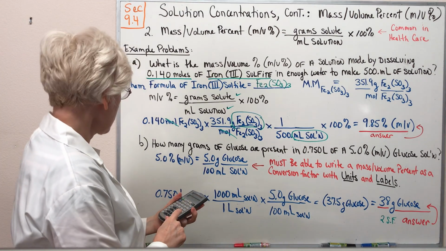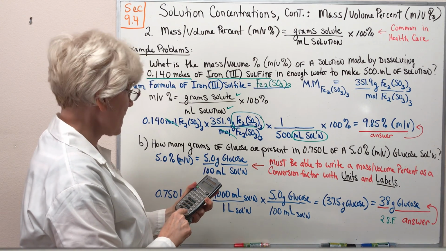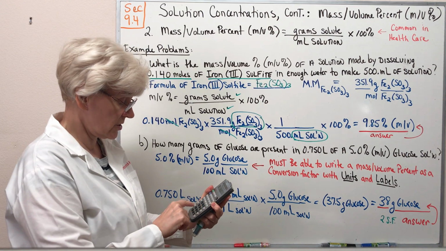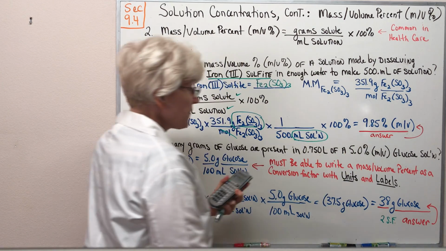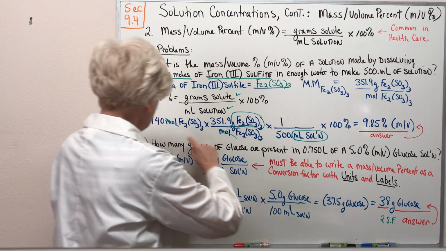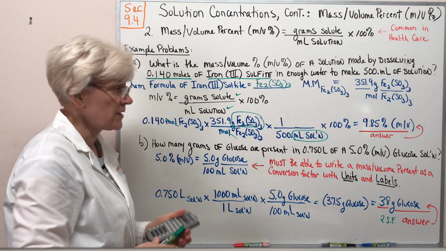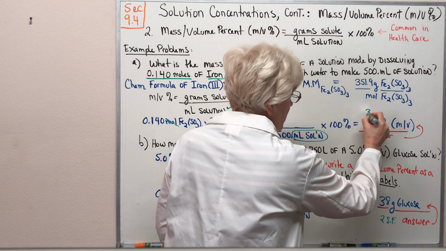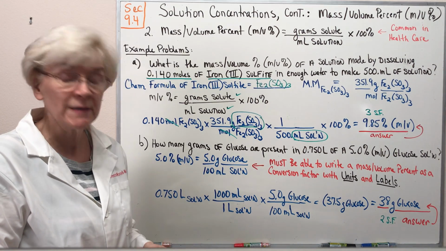So looking at my calculator and just running through this calculation one more time, always making sure when you are doing a calculation that you double check your work. I get 9.85%, and my answer should have, according to my setup, 3 sig figs. So writing our answer: 9.85%, indicating that it's a mass volume percent, and the answer has 3 sig figs to it.